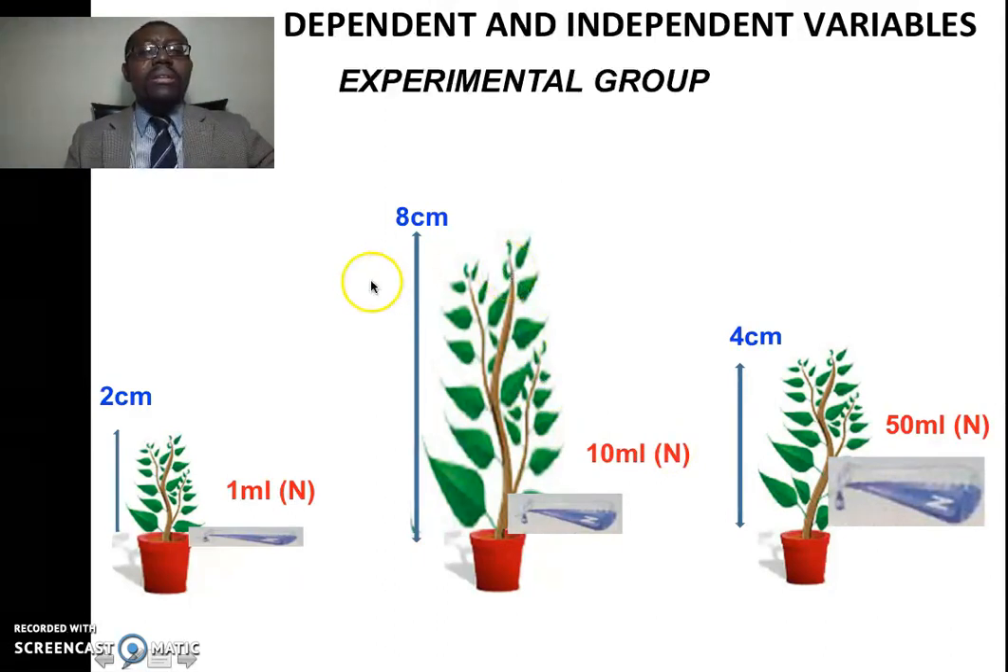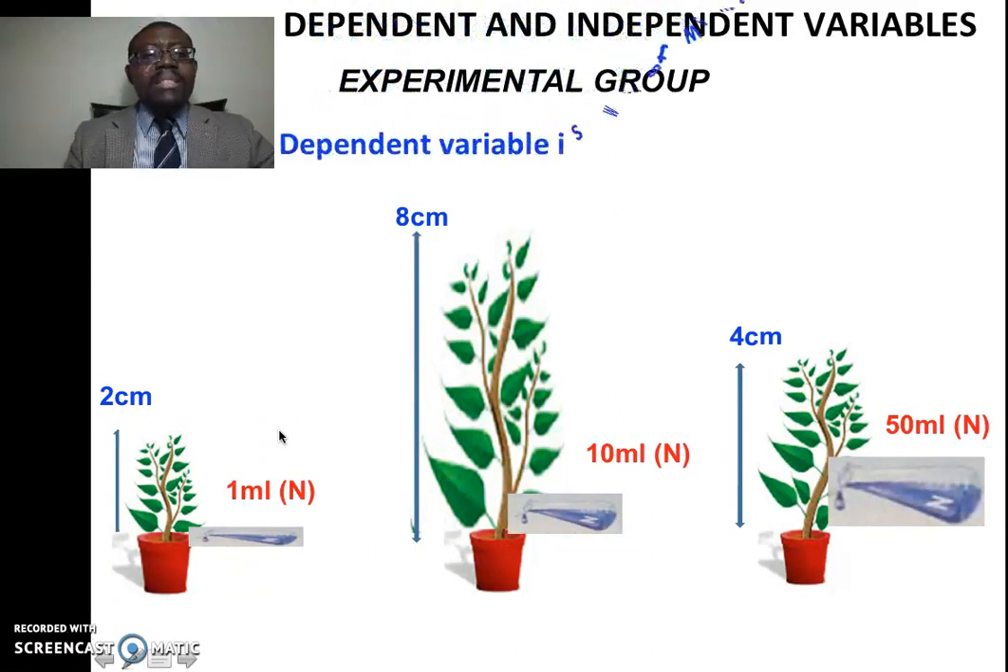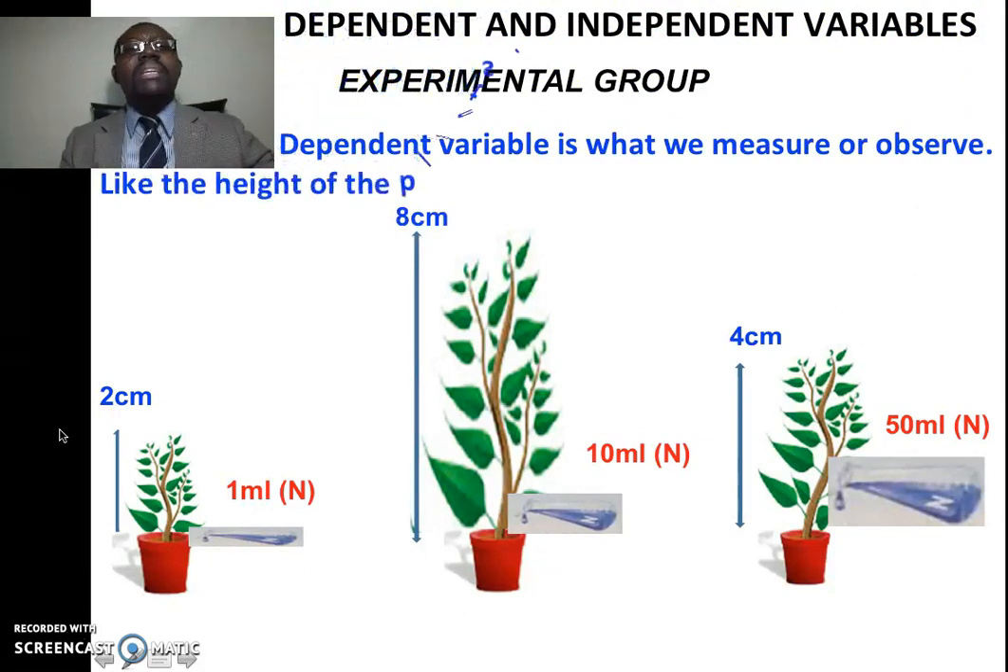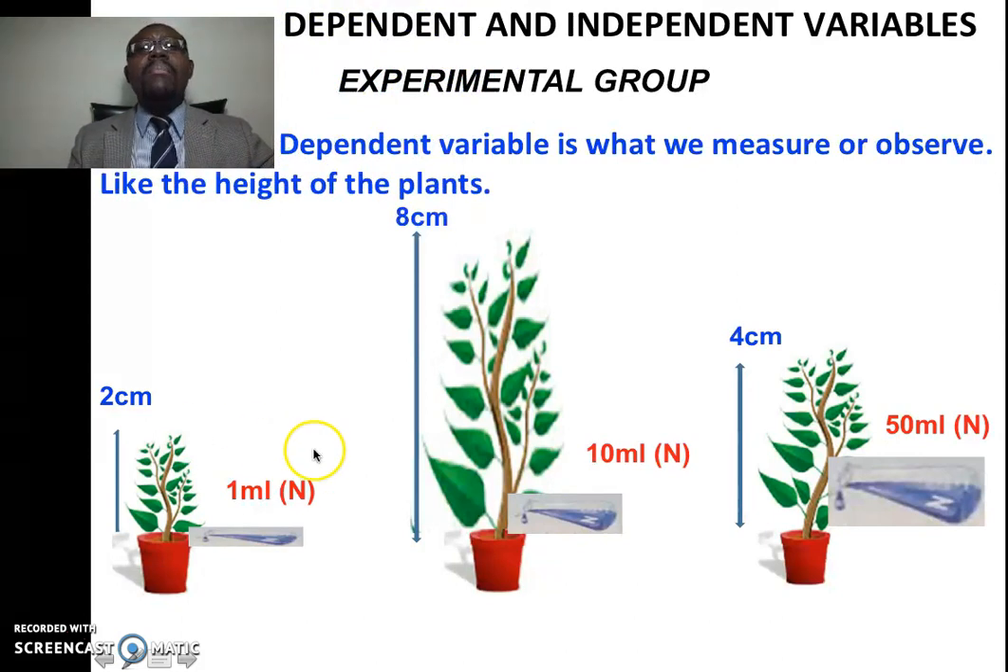So when we look at this experimental setup, we see the same type of pot. We see different amounts of nitrogen that we are adding. When we talk about the dependent variable, it is what we measure or what we observe. In this experiment, what we are measuring or observing is the height of the plant.